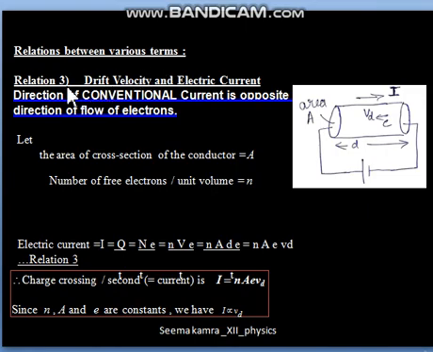So we have to relate them with each other. Let us start our relation number 3, because relation first and second are the same relations of drift velocity and of mobility, that means the formulas which we obtained. Now relation 3 is between drift velocity and electric current. So let us understand the concept of current here.